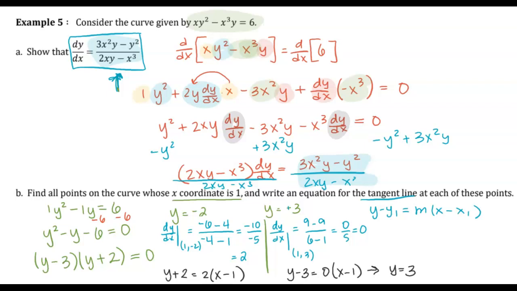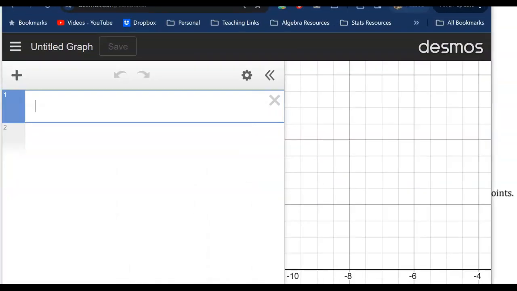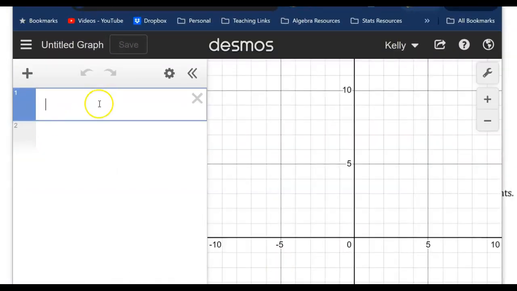Because I am a glutton for punishment, I am going to pull up Desmos to see if I'm right. And when I'm wrong, the typical thing I do is cry. I'll have to figure it out live on camera, but that's the way I like to do things, by the seat of my pants.